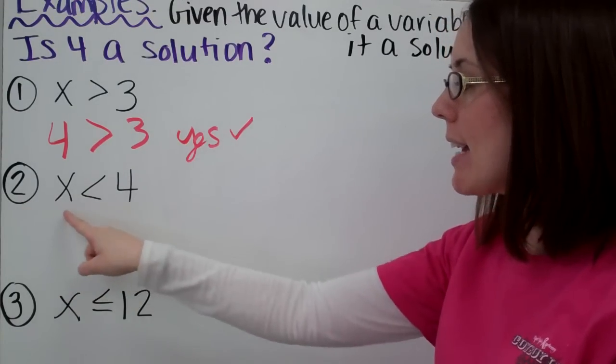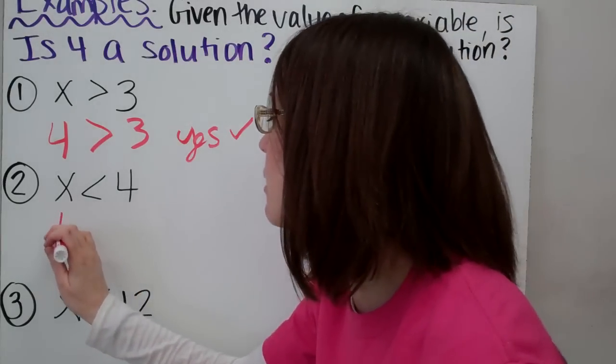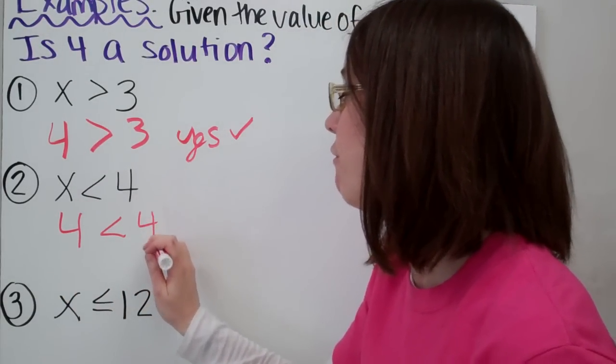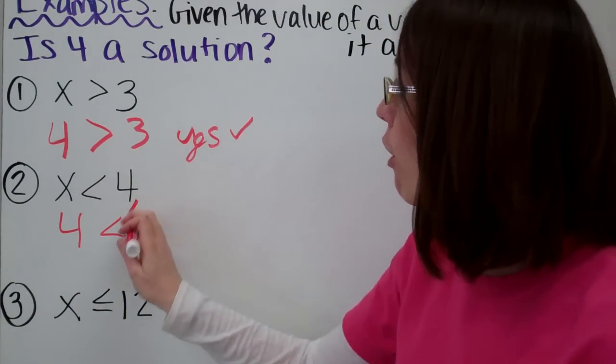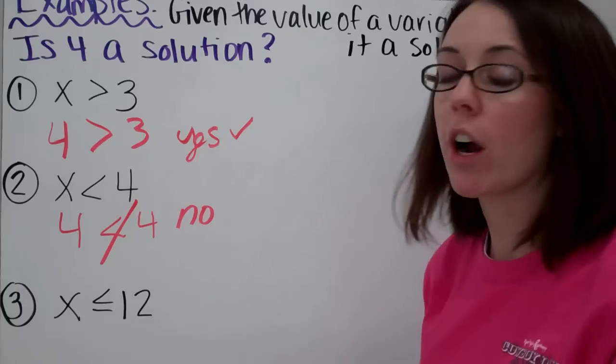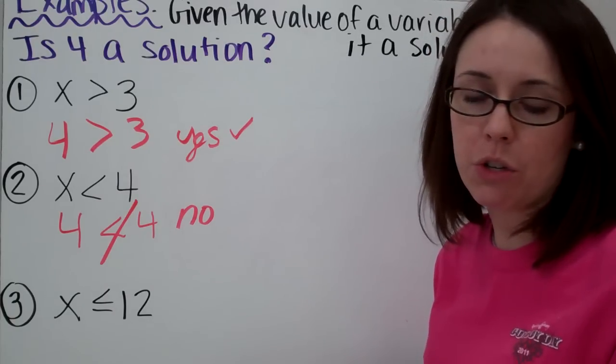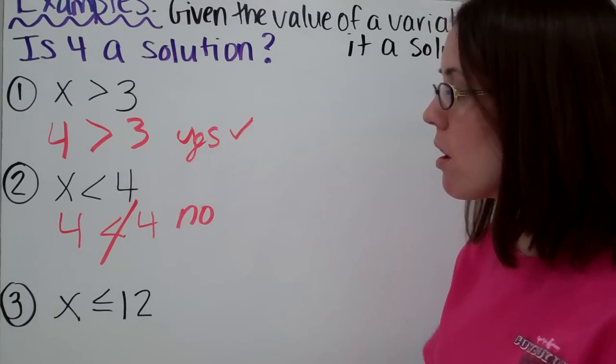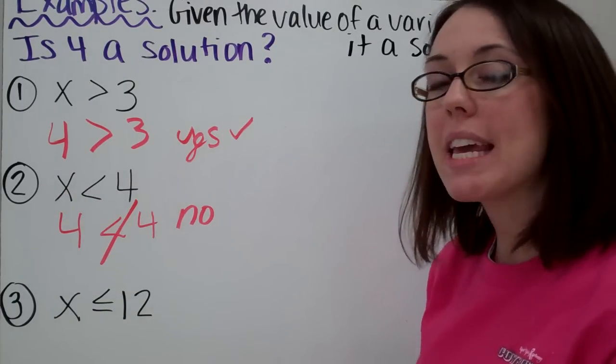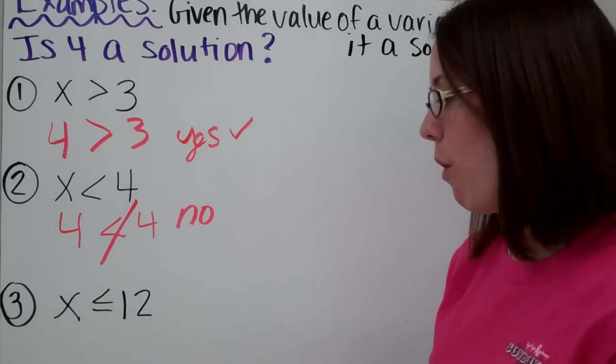Number 2, x is less than 4. Is 4 less than 4? No. 4 is not less than 4. So it is not a solution of that inequality. In order to be a solution, x would have to be any number less than 4.